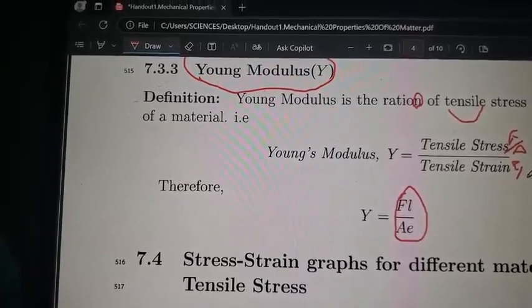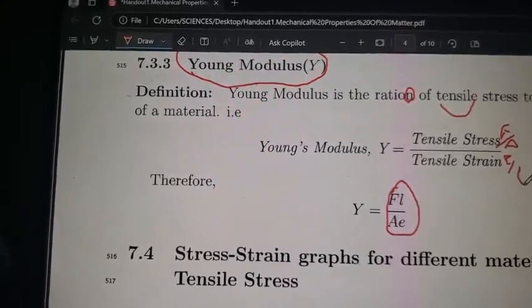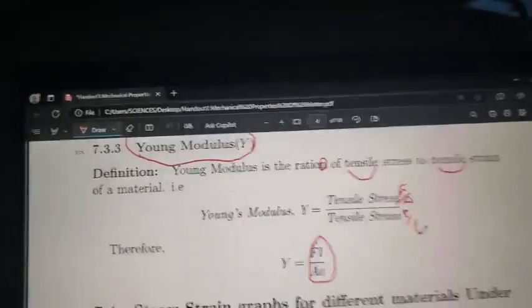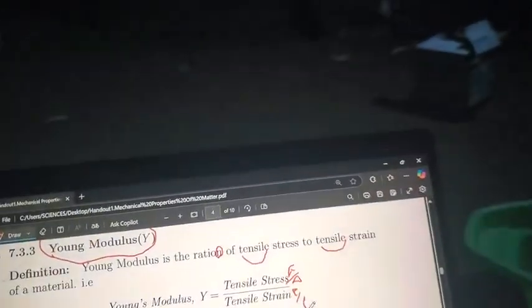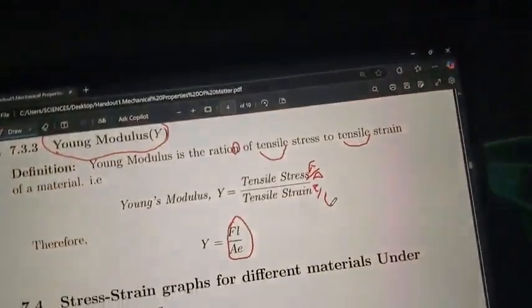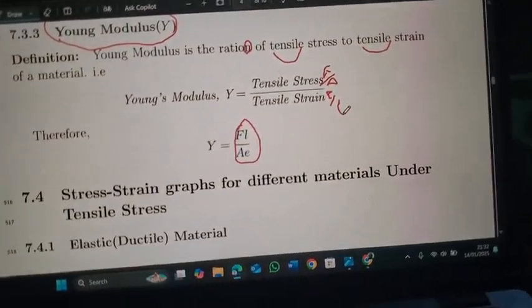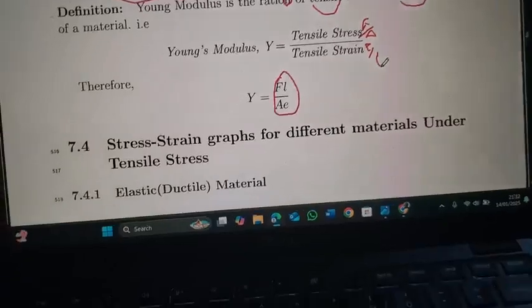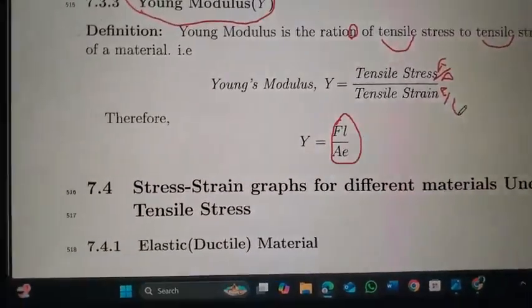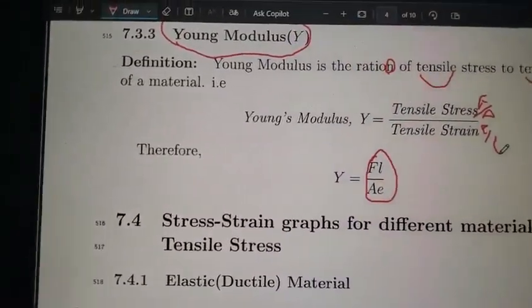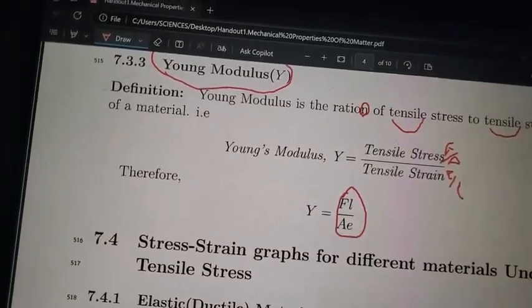My original length, I have not used L0 because L0 is going to confuse us. I've used L. So we are going to use L throughout. But it's okay if you use L0. But if you decide to use L0, make sure you use it throughout. Yeah, so that is what we refer to as the Young's modulus of a material.